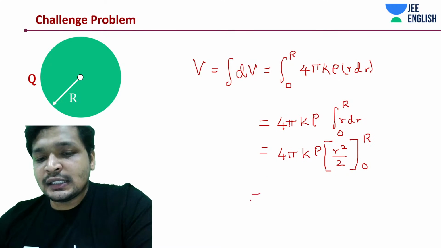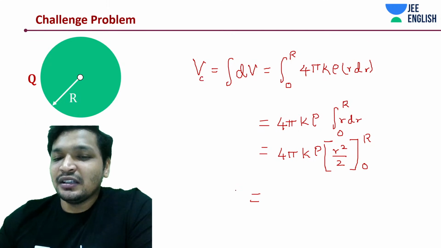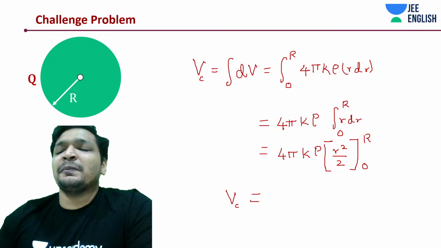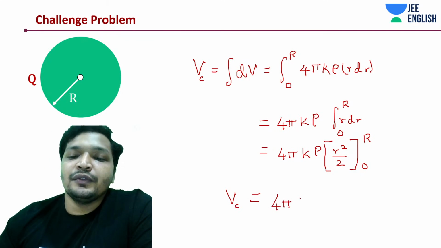And calculate this. What is the net potential? Net potential, right, or potential at center. There was dv, dv, dv. We added up all such dv's. So this is going to be full potential now.